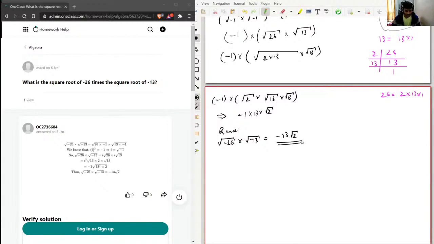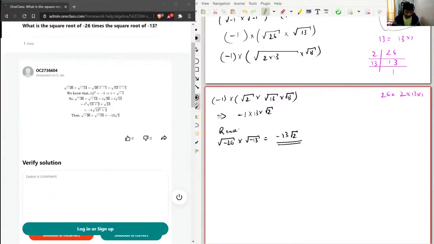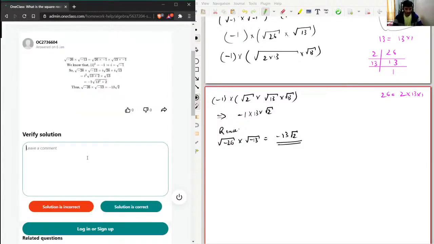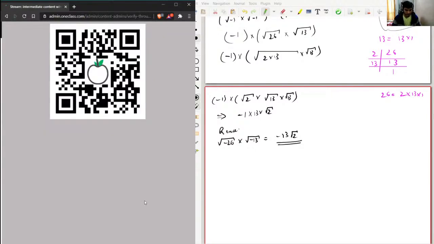Let's cross-check with the solution given here. They have taken this, and we know that i squared is -1, so i is square root of -1. So they have followed the substitution. They have substituted the square root of -1 as i. In the case of complex numbers, we do have to give them a special kind of treatment. So yes, correct solution. Nice work. The solution given here was correct.